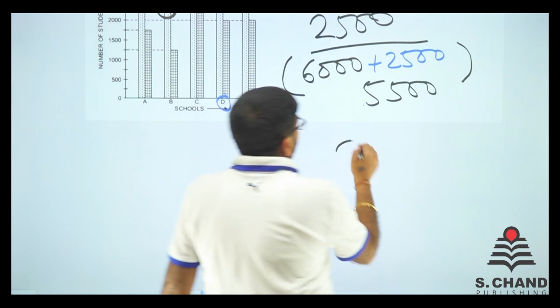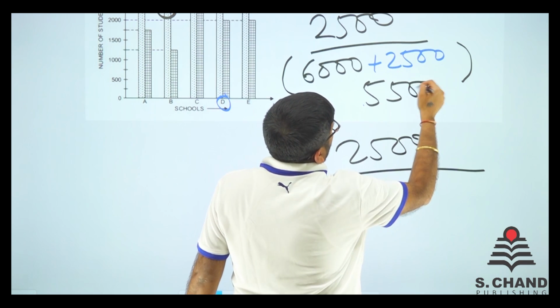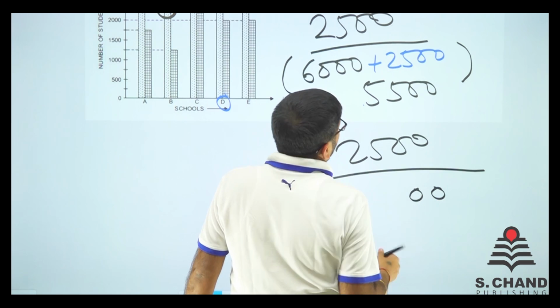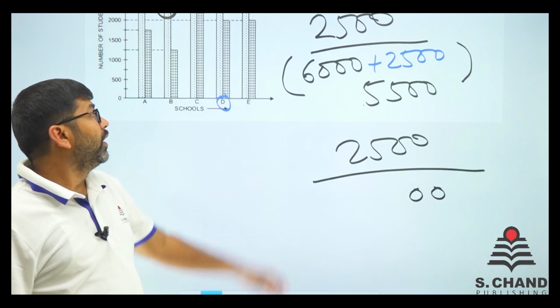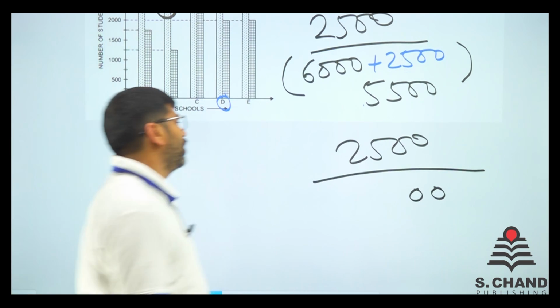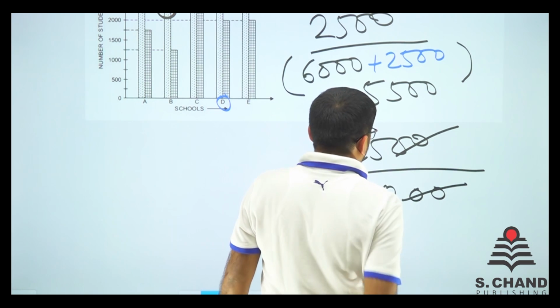Do one thing. 2500 on the top and write 00. So write 00. Now 55 and 25. 55 and 25 is 80. And 80 and 60 is 140. So I write 140 here. So 2 zeros are gone.